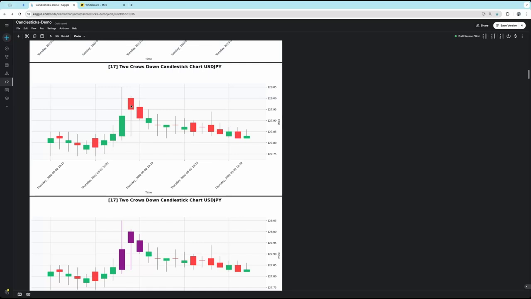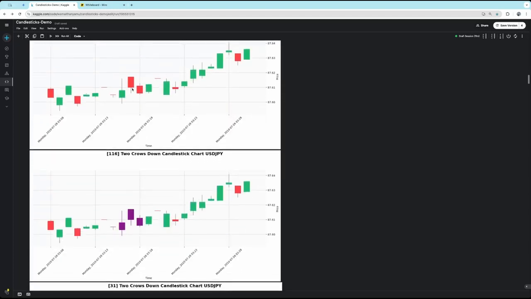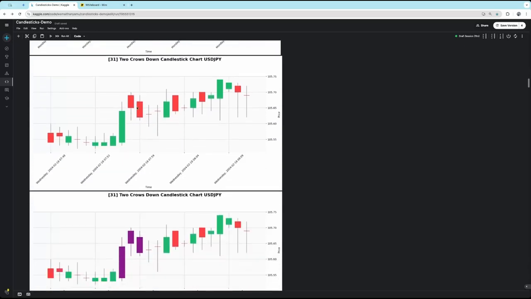We have a green candle, a gap, then 2 red candles. The opening of the last candle falls within the red body's range while the close is within the green body's range. We have a green candle, a gap, followed by 2 red candles. The last candle opens inside the red body and closes within the green body.